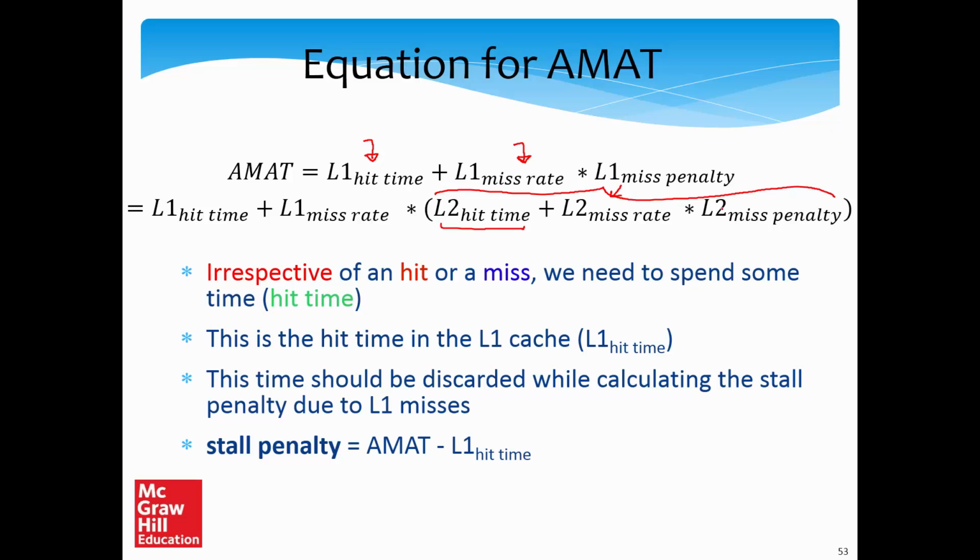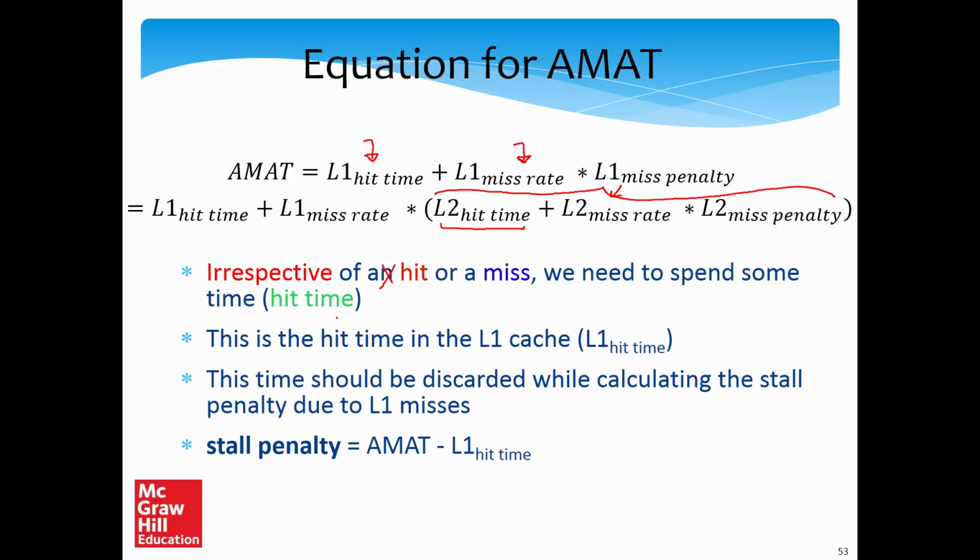So this is pretty much the formula for the average memory access time. And of course, we can go further down, so I'll have that in the next few slides. But the important thing to note here is that irrespective of a hit or a miss, we need to spend some time. This is the hit time. And then, a fraction of the accesses will miss. And for the misses, we need to pay a miss penalty.